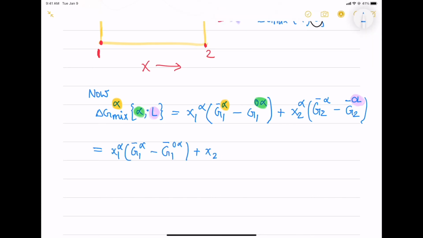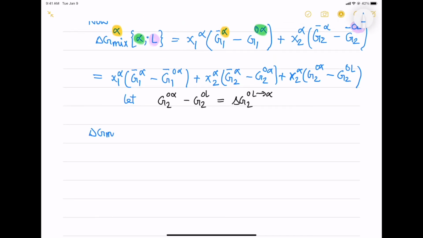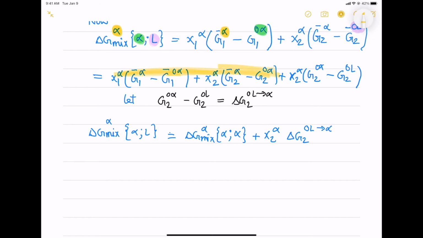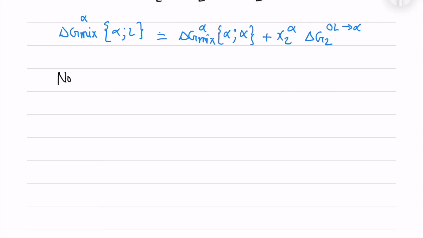Now, I am inputting an extra alpha phase into the X2 component, and I have two things, G2 0 alpha minus G2 0 liquid, that is given as a phase transition. So I can write down in this form. So please remember this form. So that is equal to, the yellow marked is the delta G mix alpha at alpha alpha reference state.